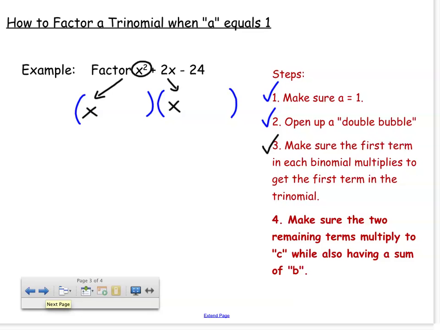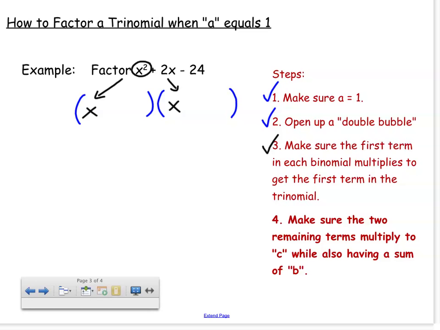And that takes care of step 3. Step 4 is in bold because that is the hardest part for people. What you now need to do is consider the rest of the terms that fill up those binomials. You have to make sure that what you put inside those parentheses multiplies to c.